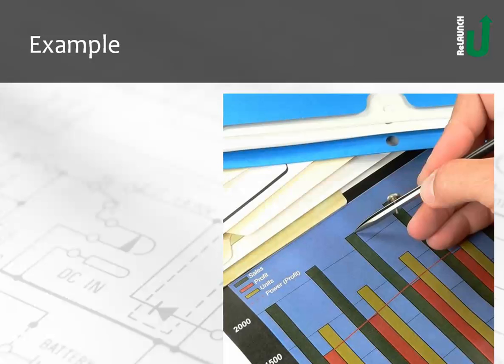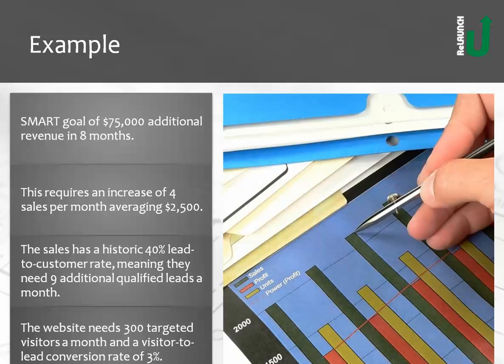Let me give you an example here of how this whole process works when it comes to numbers. Let's say your company sets a SMART goal of $75,000 of additional revenue to be gained in the next 8 months. And this is going to require an increase of 4 sales per month that average around $2,500. And the sales department has historically shown that they have a 40% lead to customer rate, meaning that they need 9 additional qualified leads a month. Because of those 9 qualified leads that come to them, they can convert 40% of them into an actual sale.